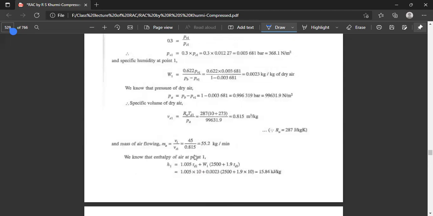And mass of the flowing air, thus the enthalpy of the air at point 1 should be: enthalpy H1 is equal to the specific heat multiplied by the temperature, 10 degrees, plus W1, the relative humidity available already calculated, multiplied by 2500 plus 1.9 into T1, the temperature of the dry bulb air, which is equal to 15.84 kilojoule per kg.